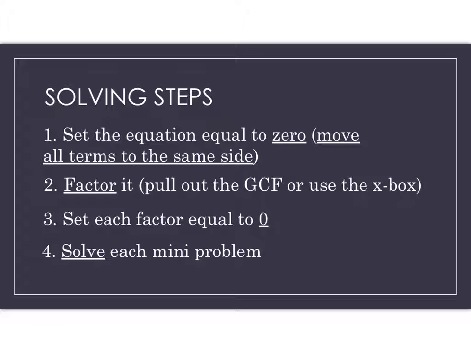Then, once you factor it, we're going to take each factor and set it equal to 0, and then we're going to solve each mini problem that we have. Just a second. We're really on step 3. So it's already been factored. Step 2 is done. We're on step 3. We're going to set each factor equal to 0.